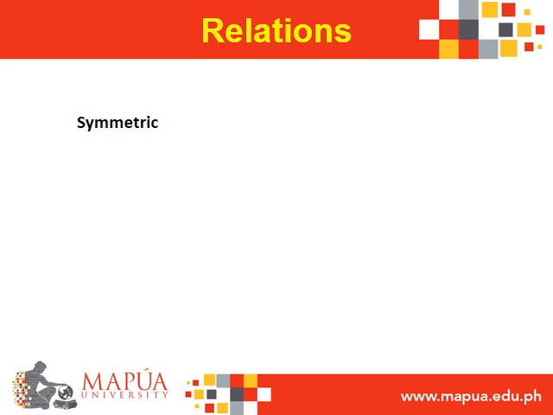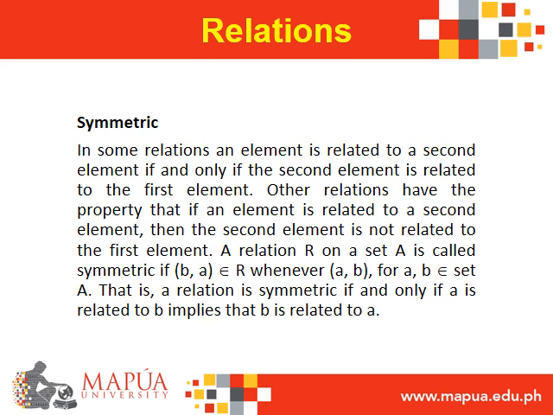Another classification or closure of your relation is known as symmetry. In some relations, an element is related to the second element if and only if the second element is related to the first element. Meaning, a relation on a set is called symmetric if (b,a) is an element of your relation R whenever (a,b) is an element of your corresponding relation.